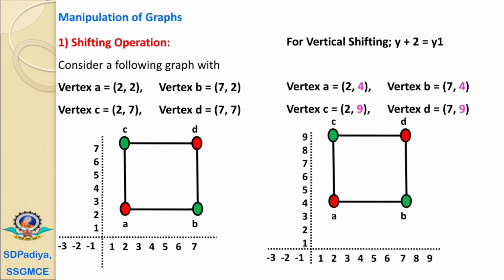Here the point A is shifted vertically by 2 points, and also point B, point C and point D. All these vertices are shifted by 2 points over the y-axis, and this shifting we call a vertical shifting. These are the basic 2 types of the shifting.